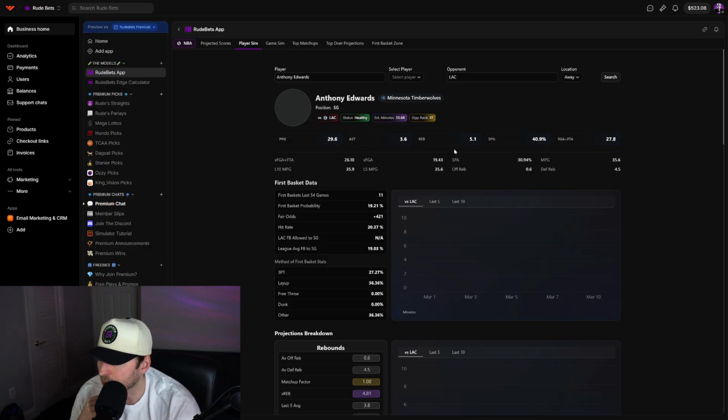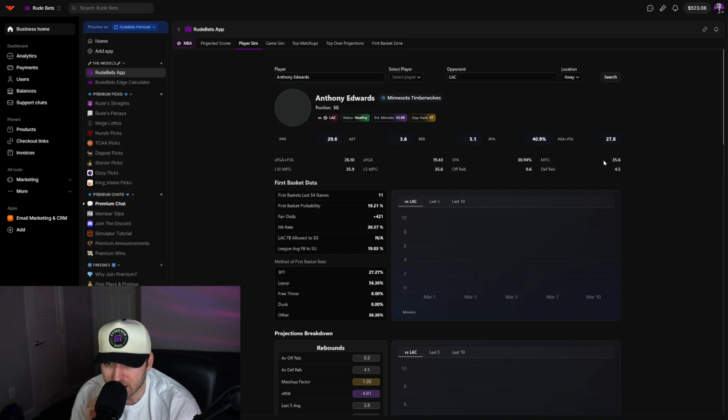Might be a little bit of a slower paced game. And his expected field goal attempts, if we take out the free throws, expect him to shoot about 19 shots and then 7 free throws. So you can just do the math there. 3PA, which is how often he shoots threes. About 31% of his shot attempts are 3-pointers. So of his 19, about 31% of those will be threes.